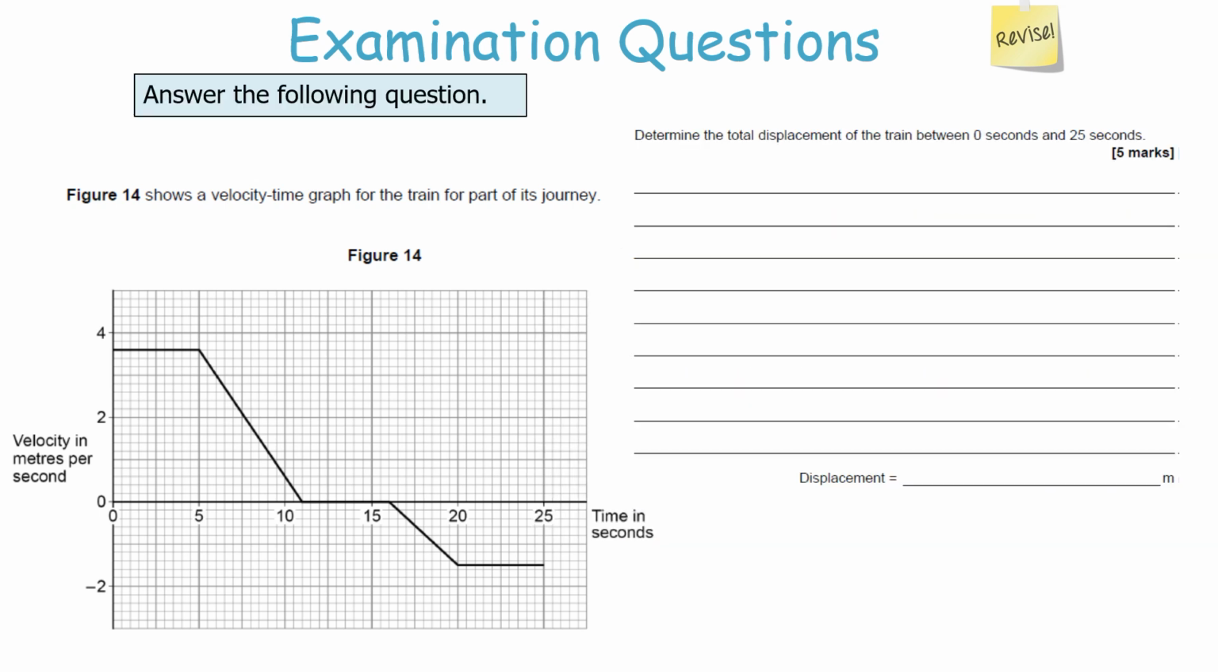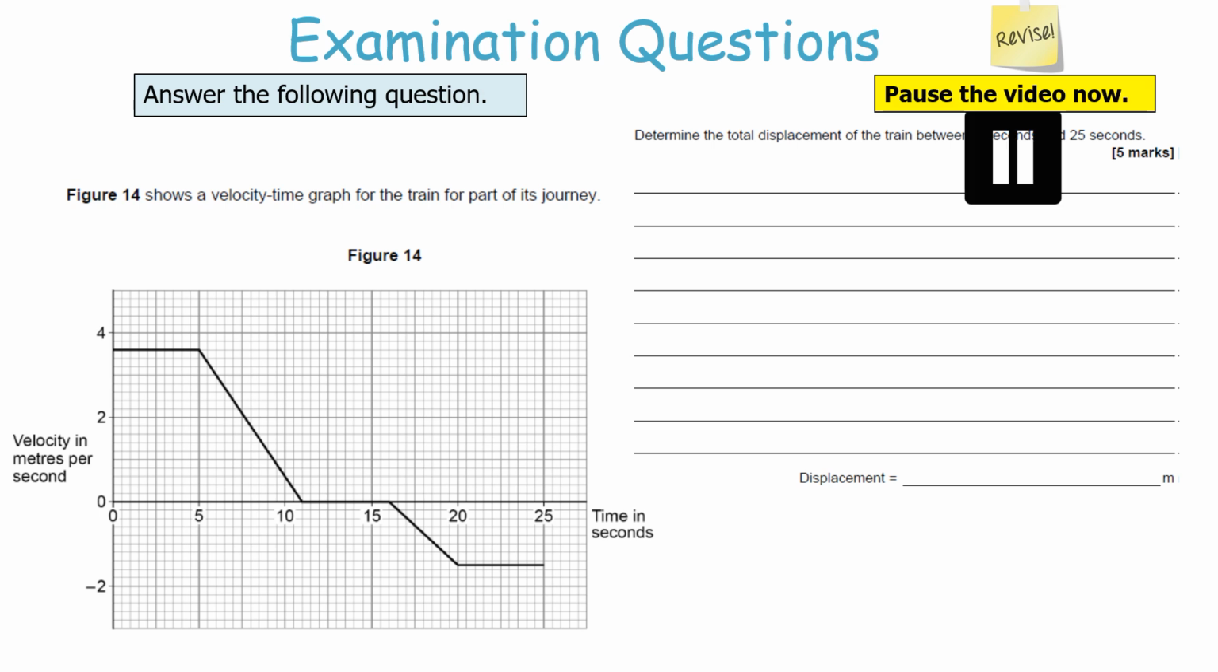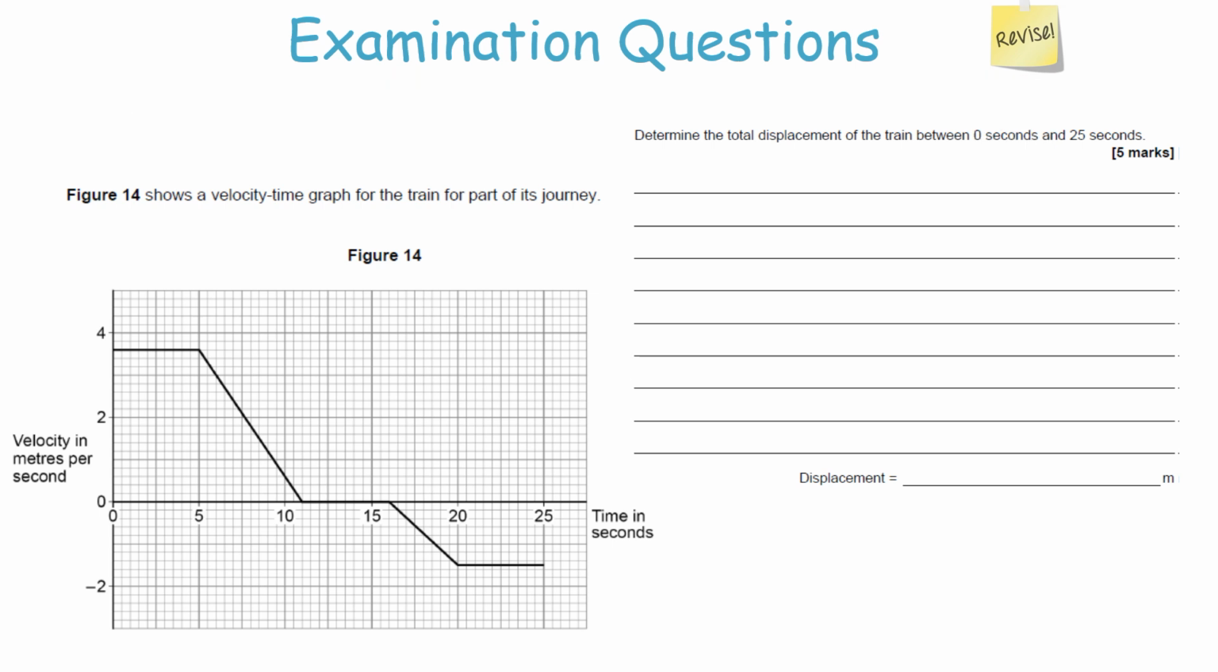The next question says, determine the total displacement of the train between 0 and 25 seconds. So pause the video now, then unpause the video when you want to go through your answer. Right, so how do you answer this particular question? It's very, very important that you can work out the displacement from a velocity time graph. The distance travelled in a velocity time graph is the area under the line, but displacement is how far the object has moved from the starting point.